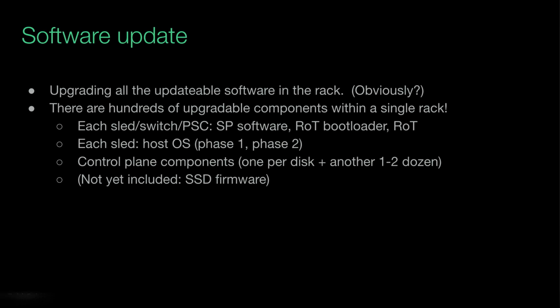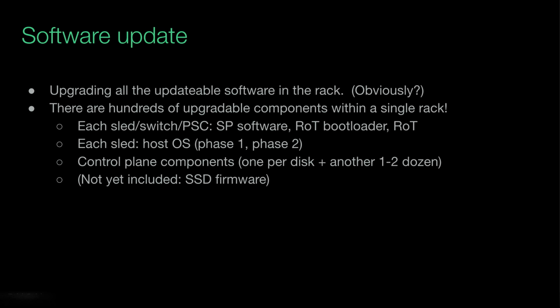So first, what do we mean by software update? Well, it's probably obvious. We mean updating all of the updatable software in the system. But what might be less obvious is how much updatable software there is in the system. In a rack here, we've got 32 sleds or 16 sleds. Every one of those sleds has a service processor with its own OS image, a root of trust with its own OS image, a root of trust bootloader, and the host OS, which has phase 1 and phase 2, two different parts. Then on top of that, we have the whole control plane.